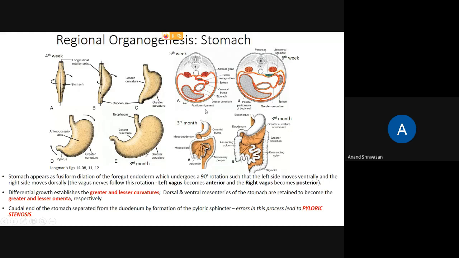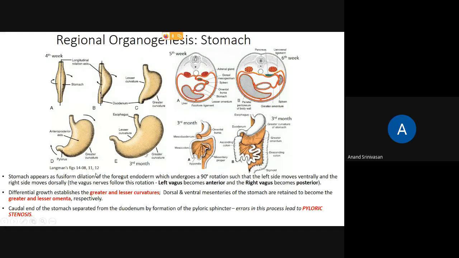So now how come this vagus, which is on the right and left, becomes anterior and posterior? It is because of the rotation of the stomach. Initially there will be right and left vagus. Now because of the rotation, the left side comes to the anterior. So the left vagus becomes the anterior vagus and the right vagus becomes the posterior vagus. This is the first change which occurs in the stomach.